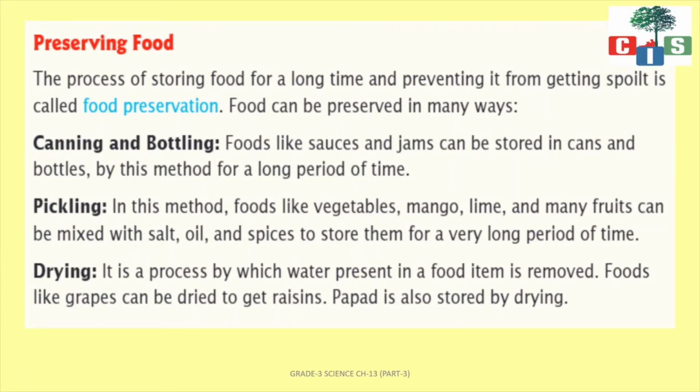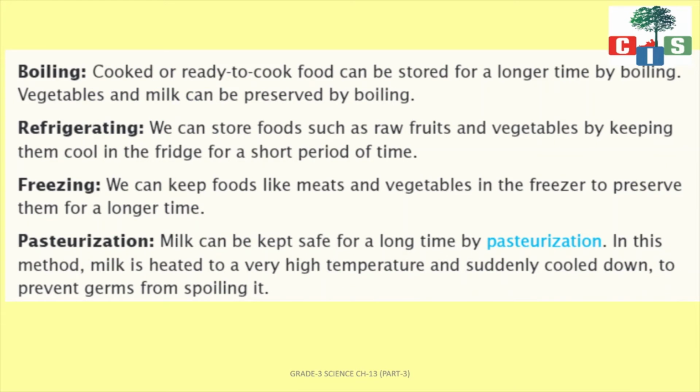Then drying. It is a process by which water present in a food item is removed. So drying means we are removing water from the food items. Foods like grapes are dried to get raisins. Then papad is also stored by drying. Then another is boiling. Yes, cooked or ready to cook food can be stored for a long time by boiling. Vegetables and milk can be preserved by boiling. Yes, we have seen that whenever we take milk, after taking it we boil the milk so that it can be preserved for 2-3 days.